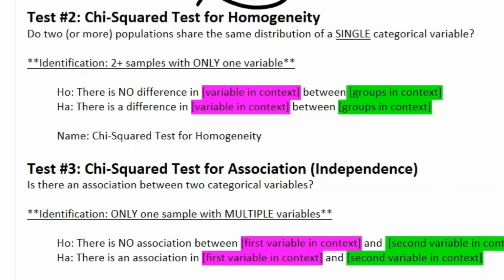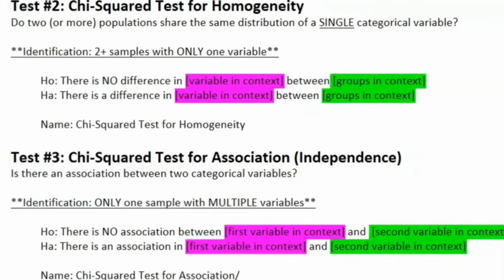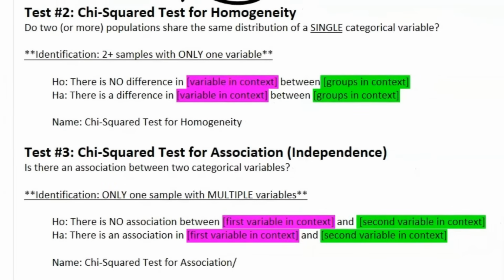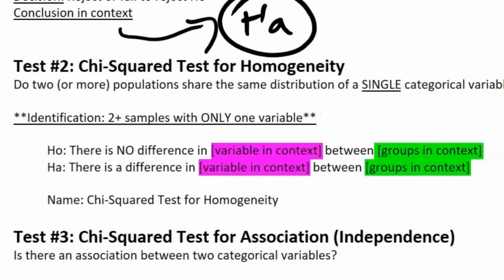Our next test is a chi-square test for homogeneity. It's kind of hard to say. I always said it as homogeny, but that's not the same thing. And then our next one is a chi-square test for association or independence. So you'll notice that this is pretty short, and that's because between these two, there's only 2 differences, okay? The difference is how you identify them, the name, and your null hypothesis. So let's start off with the chi-square test for homogeneity.